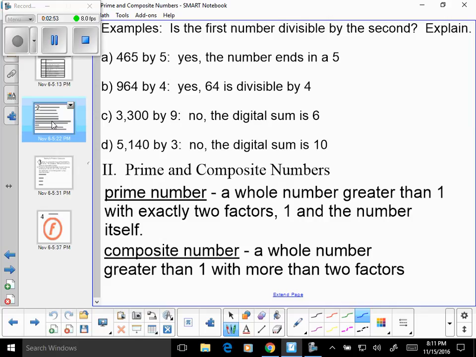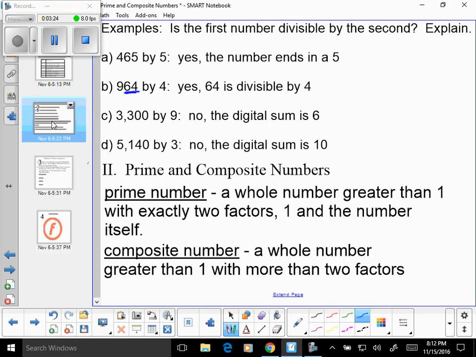If we look at B, again, we need to look at the number formed by the tens digit and the ones digit. That's a 64. If I can take 64 and divide by 4 and have it work out evenly, then I know my whole number will be divisible. And it is, because 64 is divisible by 4. 4 times 16.